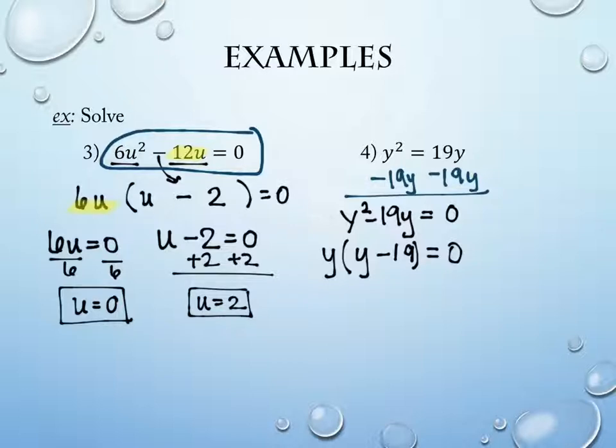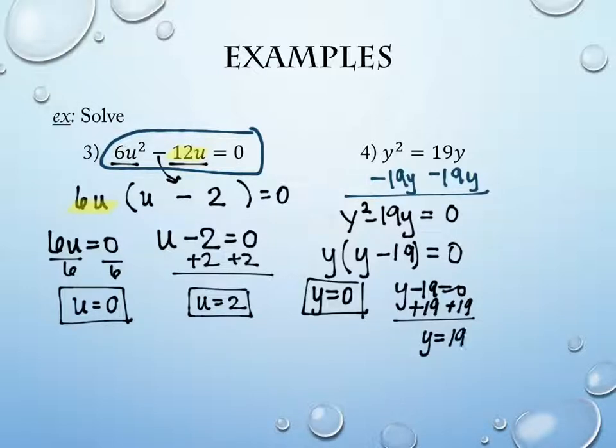Okay, what would I do next? Okay, so one of the pieces is already done. Y is equal to 0. The other one is y minus 19 is equal to 0, and we would add a 19. So what would y equal in the second piece? Yeah, 19.